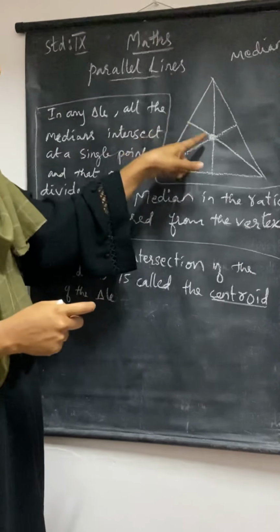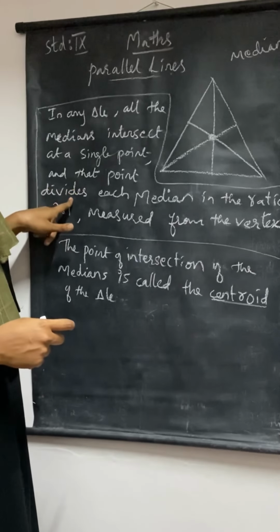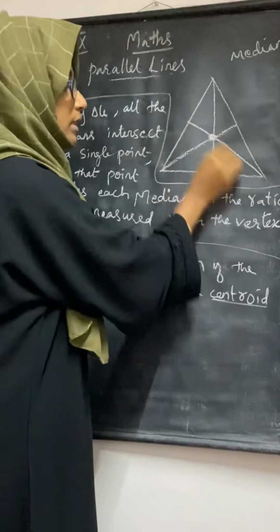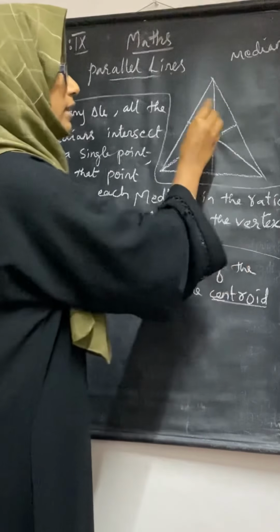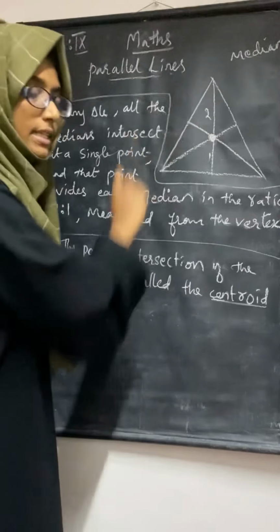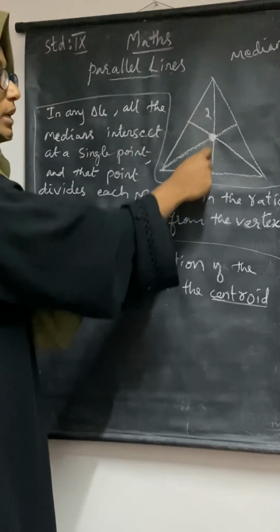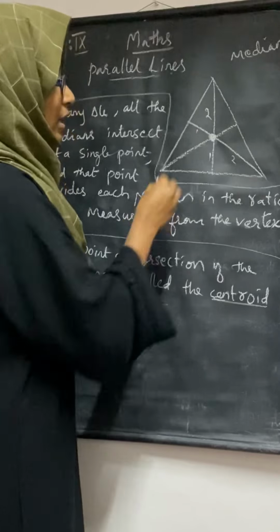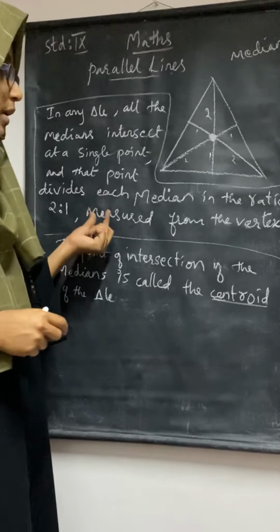Also, one concept you can see here: in any triangle, all the medians intersect at a single point, and that point divides each median in the ratio 2:1. Here you have a median, and this is also a median, and this is also a median, intersecting at this point. It will divide each in the ratio 2:1. The larger part will be 2 and the smaller part will be 1. It is the ratio, not the number; it can be 10 and 5, like that. So the ratio will be 2:1. Here also, the larger one will be 2 and the smaller one will be 1. Like that it is dividing in the ratio 2:1.